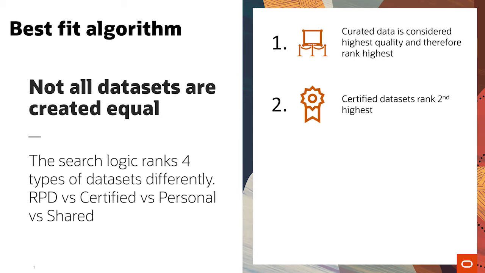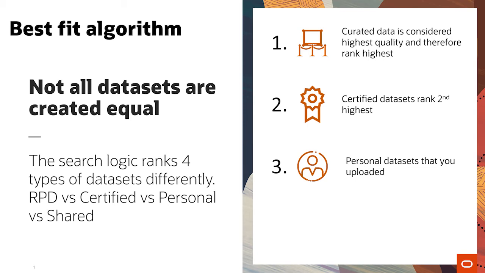The second ranking data set type is what we call certified data sets. So a certified data set needs to be certified by a BI administrator or Oracle Analytics administrator, and their name is actually tagged to the data set. So it'll say Jacques verified this data set and signs his life that this data set is accurate. Therefore, if you find the data in here, you can ask Jacques why it's wrong specifically. So that's the second ranking data set.